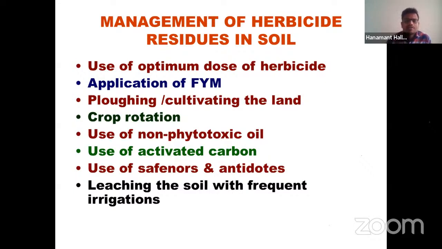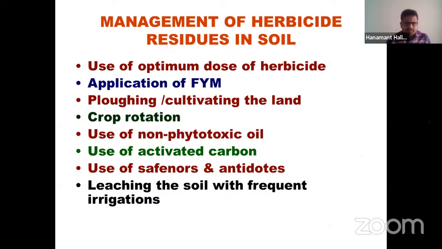Then use of non-phytotoxic oil. Some of the non-phytotoxic oils can be used. Then use of activated carbon. The same activated carbon will absorb the toxic chemicals in the soil. Then use of safeners and antidotes. This will also work to some extent.